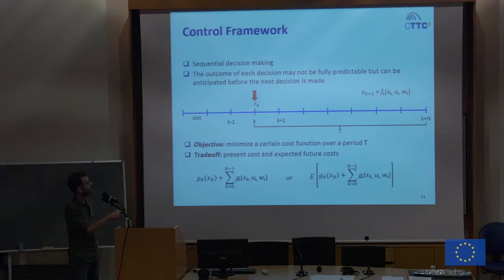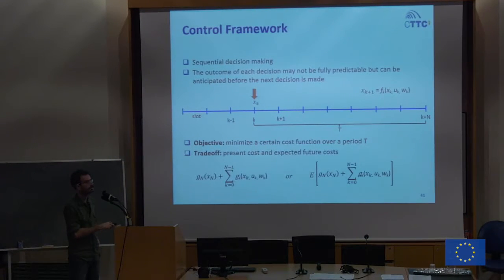For example, at the instant k, I may want to take a decision in order to minimize a given cost function. But I also want that this decision at the instant k does not have a bad effect on the decisions in the future. So the idea is that you have to have a trade-off between the present cost and the future expected cost.